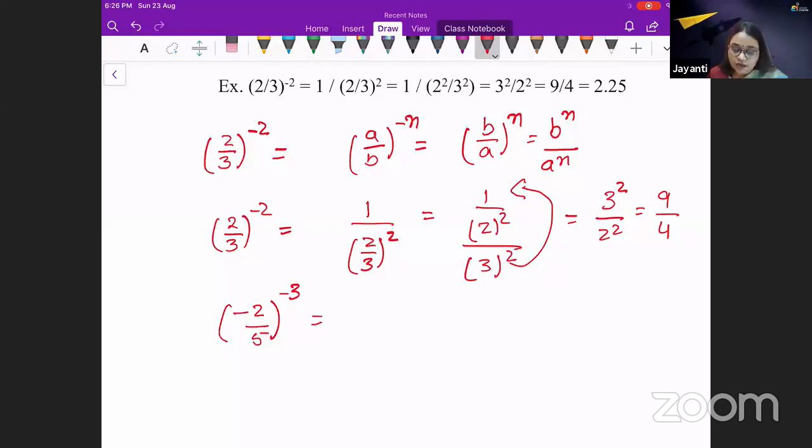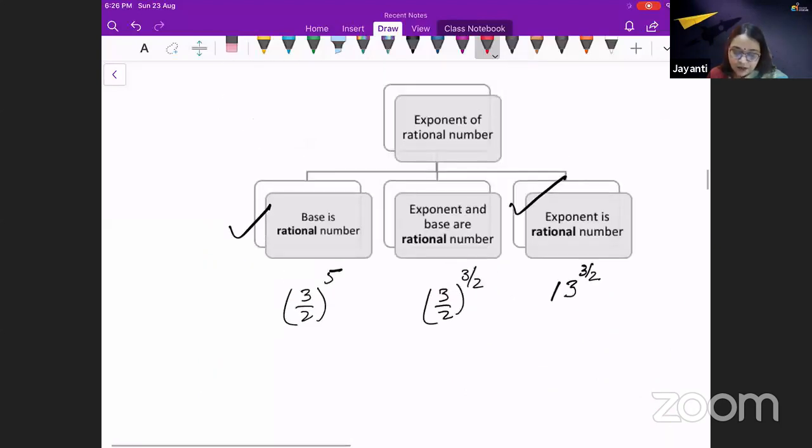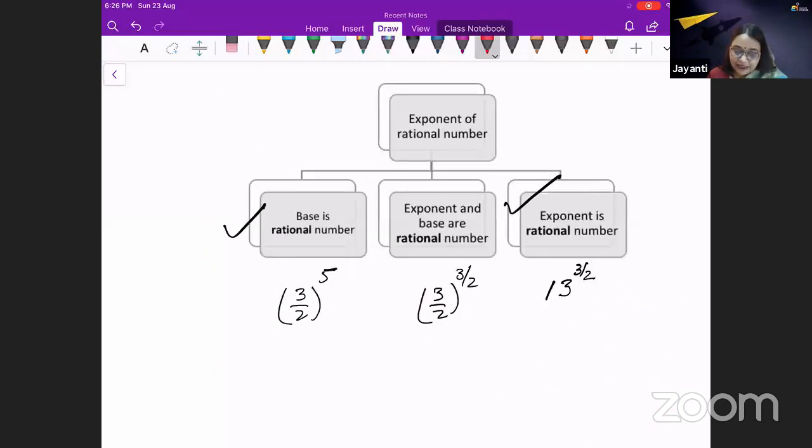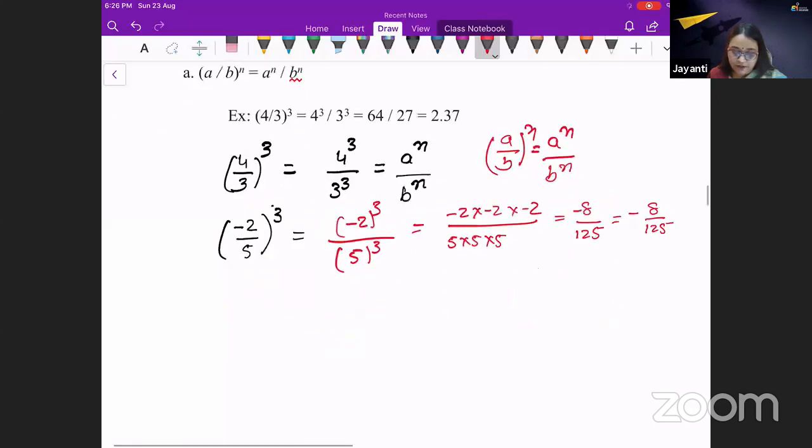So let's move ahead. What we are trying to tell today is two things actually. When the base is a rational number and the exponent is an integer. The second is when the base is an integer and the exponent is a rational number. And there is a third case where both are rational numbers. But we will do these two today. We have just done this part. Now we'll do the other part where the exponent is a rational number. So let us go to that part.